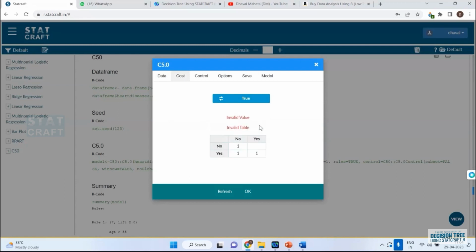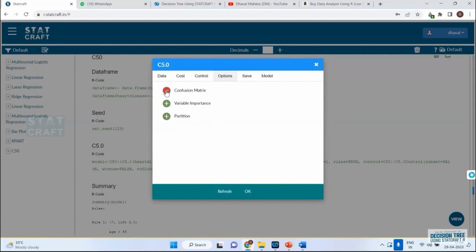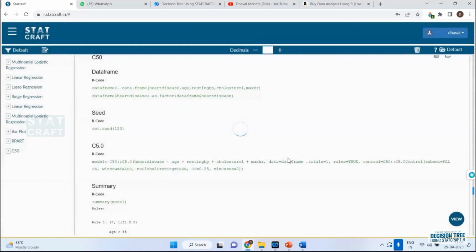Say, here my cost is 0.7 and here my cost is 0.3. I can do this, right? I can change the cost here, right? Control, needless to say, what is pruning, what is minimum cases, right? Options, yes, I want the confusion matrix. I want the variable importance, right? Click OK.